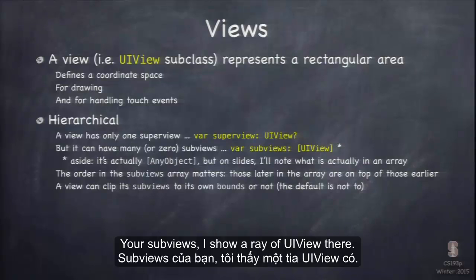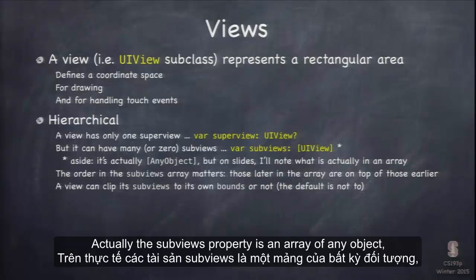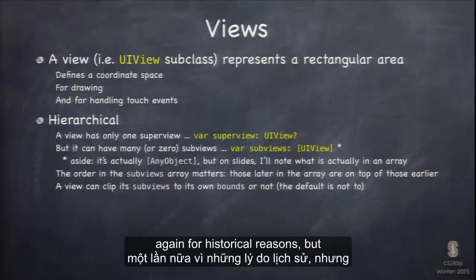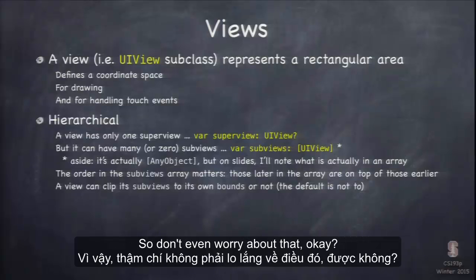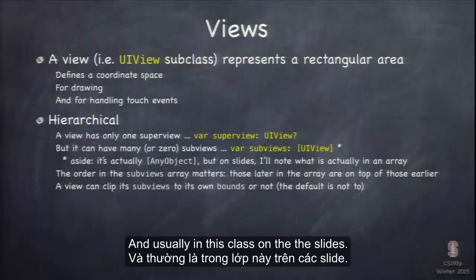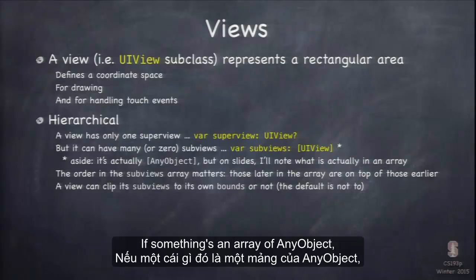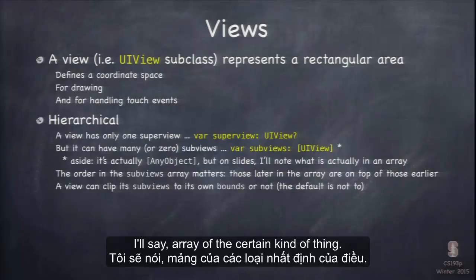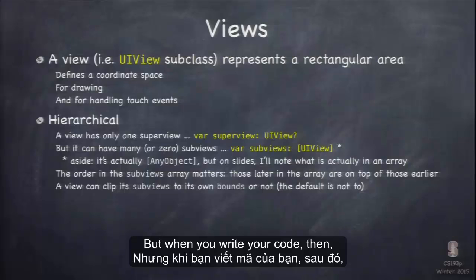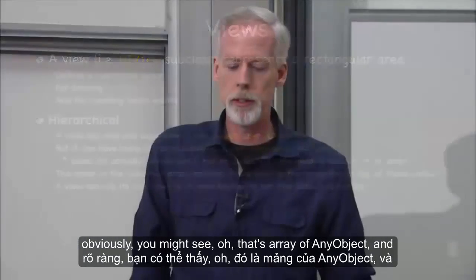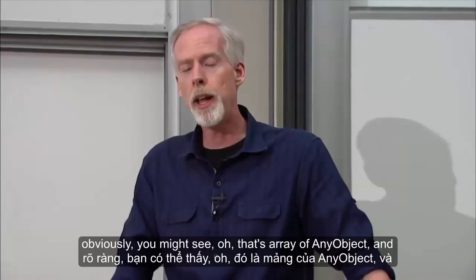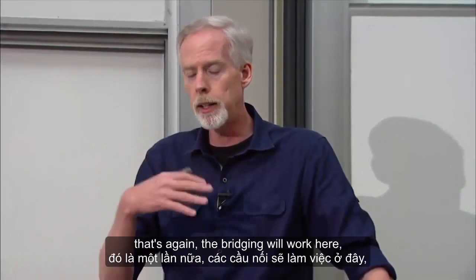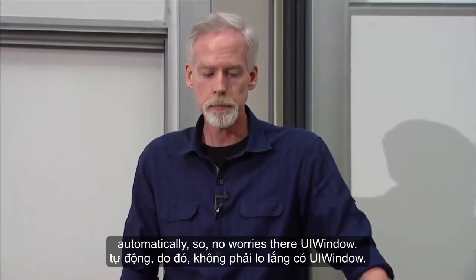Your subviews, I show array of UIView there. Actually, the subviews property is an array of AnyObject, again, for historical reasons, but there will always be UIViews in there. So don't even worry about that. Usually in this class, on the slides, if something's an array of AnyObject, if there's going to be a certain kind of thing in there, I'll say array of the certain kind of thing. But when you write your code, you might see, oh, that's array of AnyObject. And again, the bridging will work here automatically, so there's no worries there.